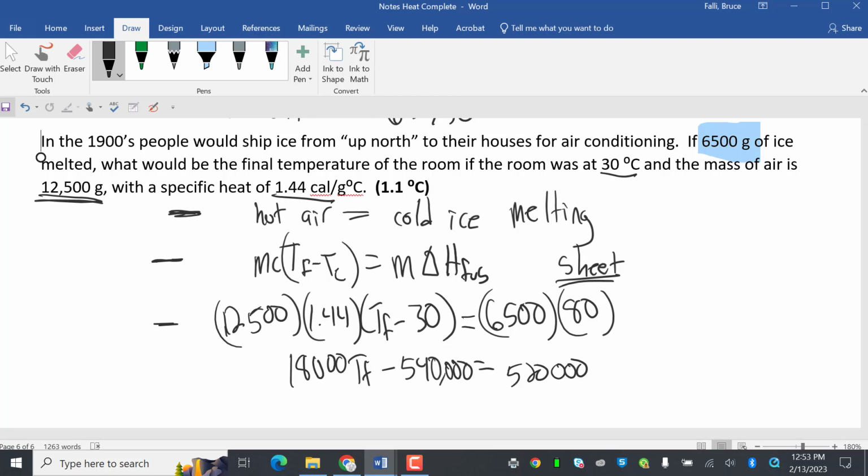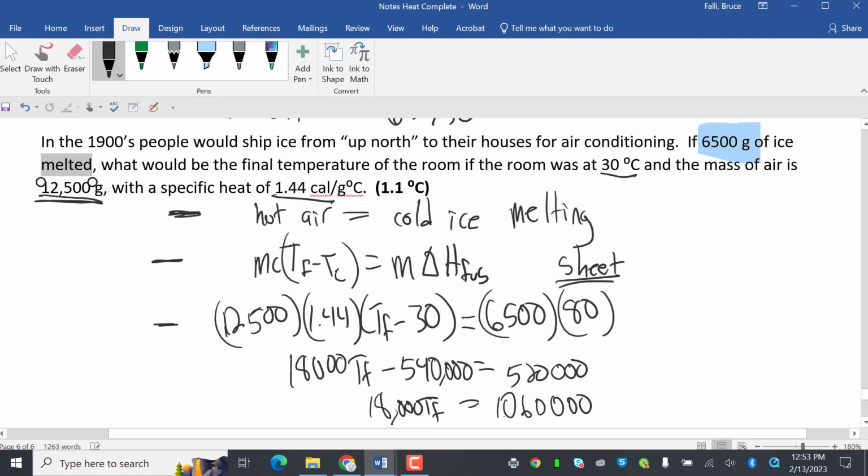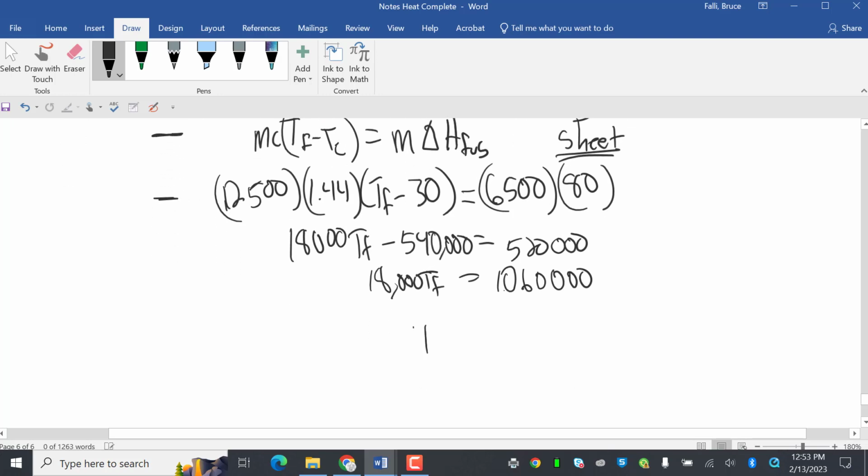Okay, so I'm going to solve for my T sub F. So 18,000 T sub F equals, I'm going to add 540,000. That's 520,000 plus 540,000 is 1,060,000. And then I'm going to solve for T sub F. The way you solve for T sub F is dividing both sides by 18,000. So T sub F equals 1,060,000 divided by 18,000.